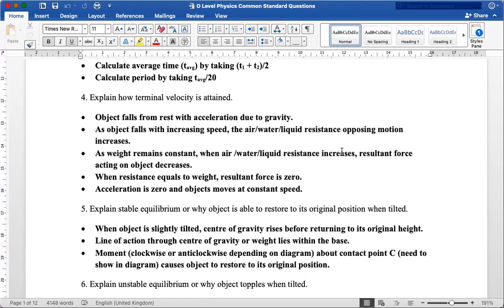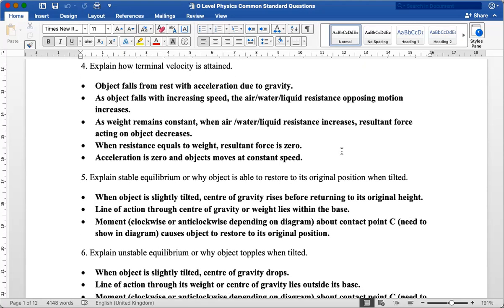Explain how terminal velocity is attained. Object falls from rest with acceleration due to gravity. As object falls with increasing speed, the air, water, or liquid resistance opposing motion increases.